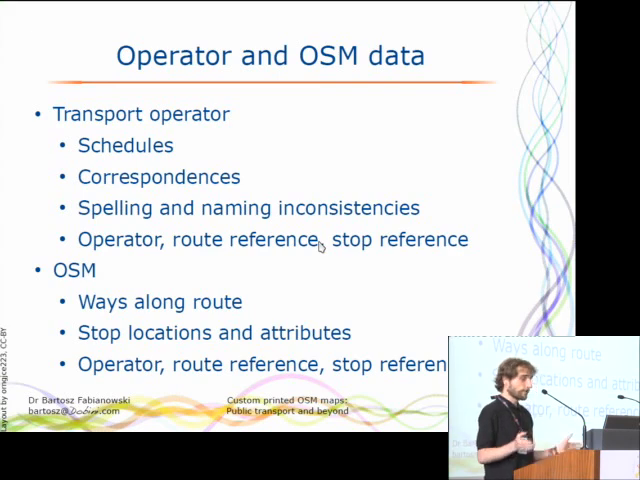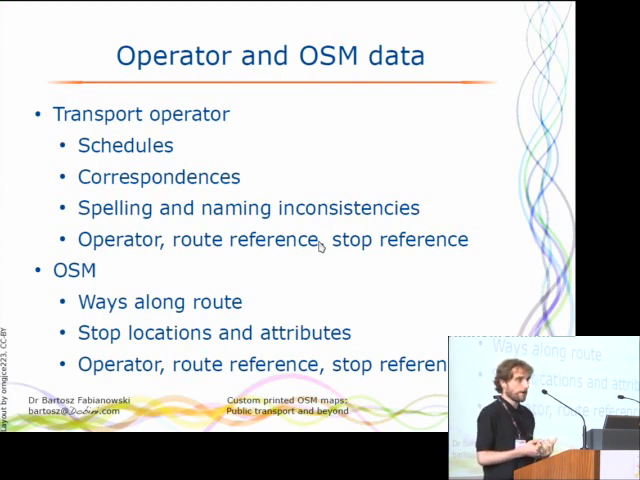The transport operator provides us with schedules, the bus schedules, and the correspondences. What can I change into at each stop? From OSM, we get the ways along each route. So we have geographical information, we have the stop locations, we have the stop attributes, such as tactile paving, such as maybe there's a shelter or a bench. We have names for the bus stops and their references. Both the transport operator and OSM will have those.